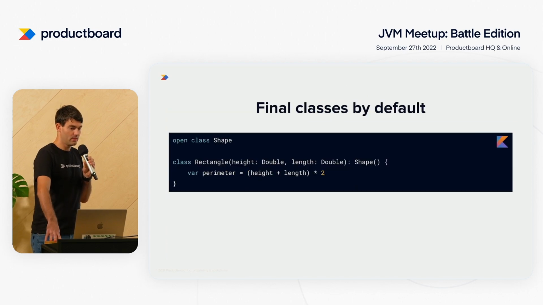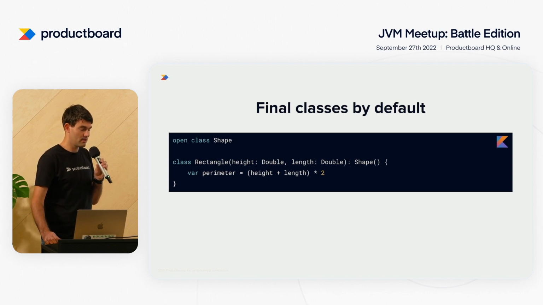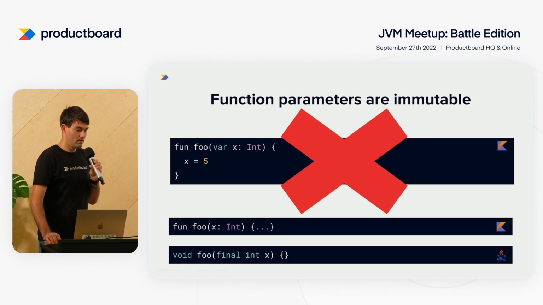Also, what helps better encapsulation of your code is that classes are final by default, and in case you want to extend some class, you need to use the open keyword. Another thing is that function parameters are immutable, so you cannot define a function parameter as a var. They are read-only by default.